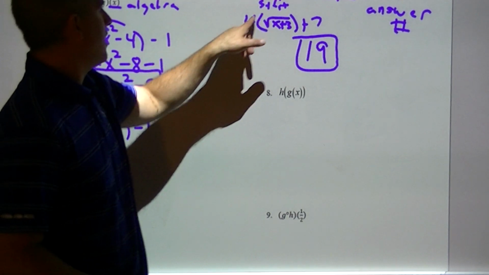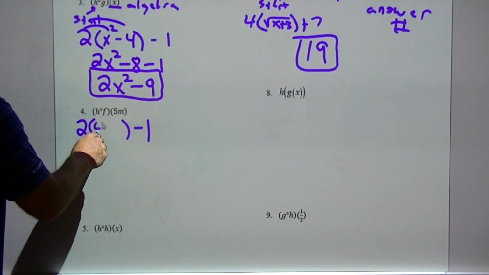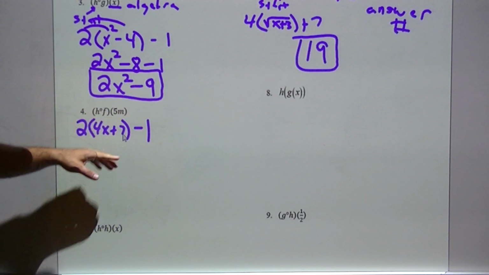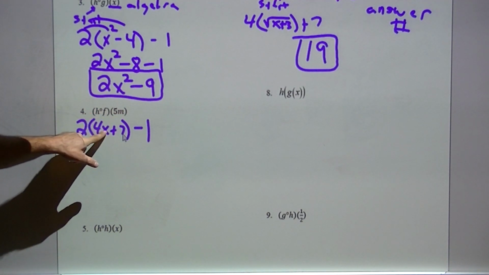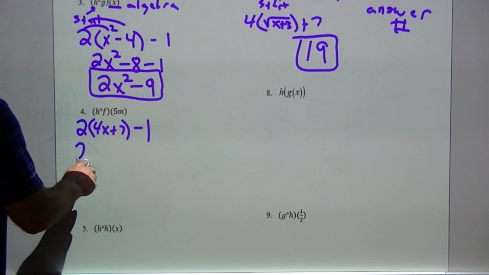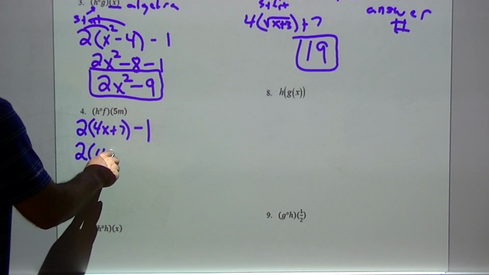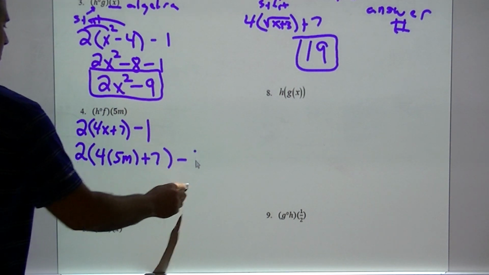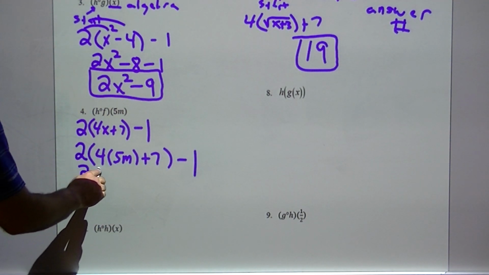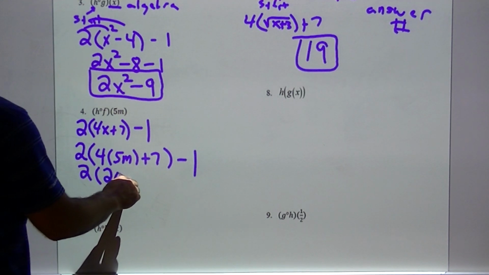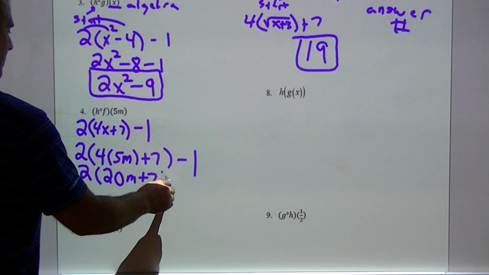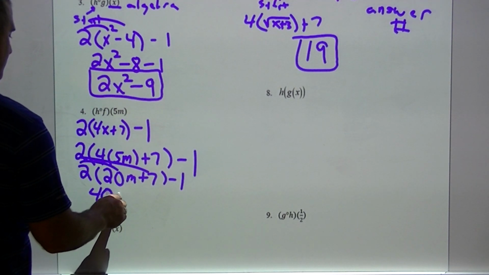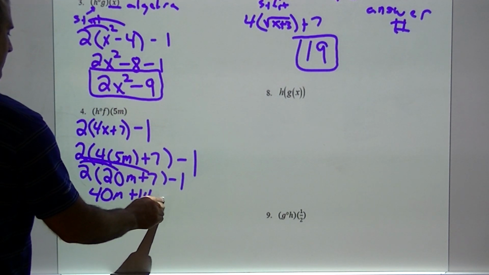f is 4x plus 7. Now, what you do with this 5m, okay? So you're like, Mr. Evans, this has a number and a letter. So what we're going to do is we're just going to replace the x with 5m. Okay? So what that's going to be is that would be 20m plus 7 minus 1. I would distribute that, so that's going to be 40m plus 14 minus 1.